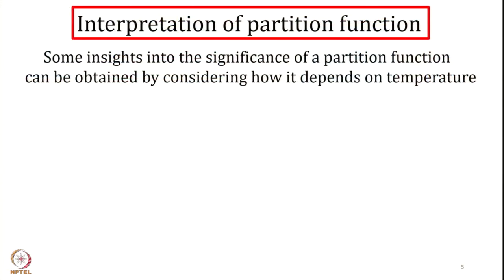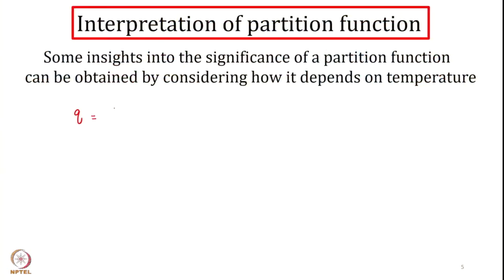Now let us discuss the interpretation of the partition function. What does it physically convey? Some insight into the significance of the partition function can be obtained by considering how it depends on temperature. Let's try to understand. The molecular partition function, we just discussed, is equal to summation j Gj exponential minus beta Ej, or permit me to write in terms of temperature, Gj exponential minus Ej upon kT.